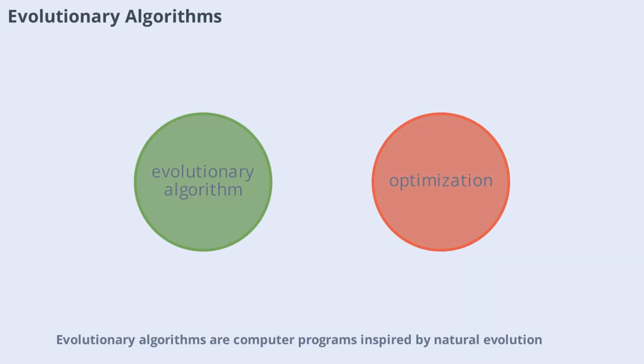Evolutionary algorithms are computer programs inspired by natural evolution. They use principles like selection, mutation, and crossover to solve complex problems. In biology, these algorithms help researchers simulate evolution and optimize solutions, from designing new drugs to improving crop yields.